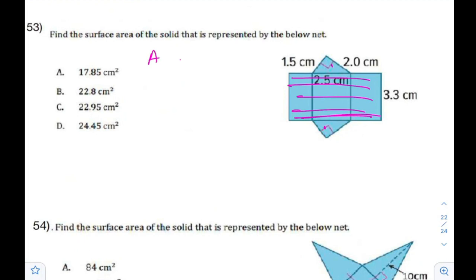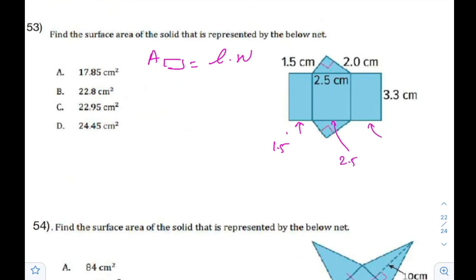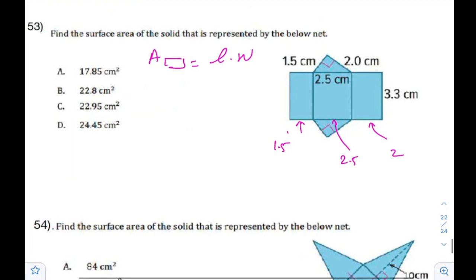So let's find the area of the rectangle. Area of the rectangle is length by width. Now we need the total length. The total length here is 1.5, and this is 2.5, and this is 2 together. So this is the same as that one. If you add the lengths together, let's rearrange it again. Here, this is 1.5, and this is 2.5, and this is 2. So 1.5 plus 2.5 plus 2, which is 6. So this is 6 times the width, which is 3.3, which is 19.8 centimeters square.